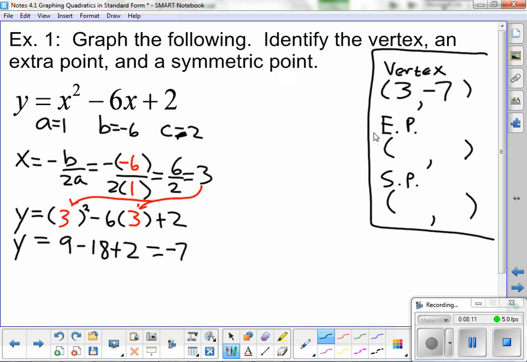So we have our vertex, extra point. Now the extra point we said, or I said, I want it to be near the vertex right here. So the extra point, it helps maybe if you make your XY chart.